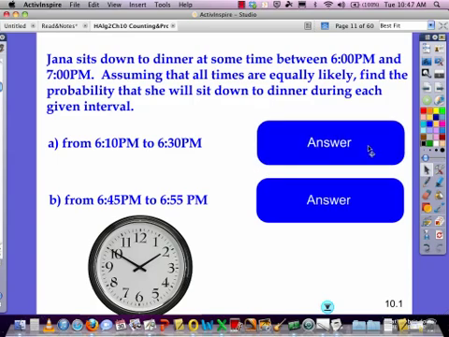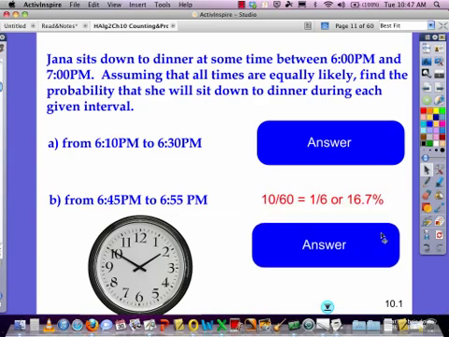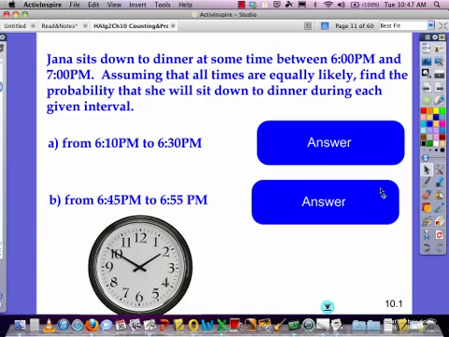Part B, 6:45 and 6:55. Now we're talking, is she going to sit down? And it's only a 10-minute interval. So a 10-minute interval out of, again, the 60 minutes in an hour. Reduce, 1/6, divide, 16.6 repeating, or 0.17 to the nearest hundredth.